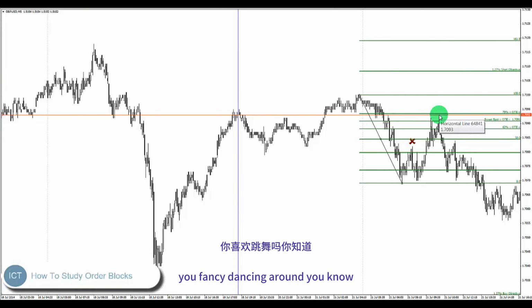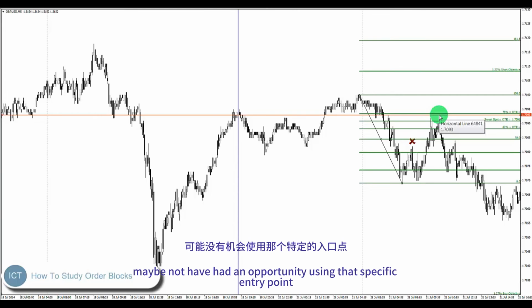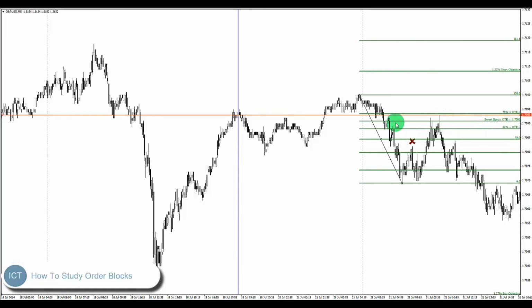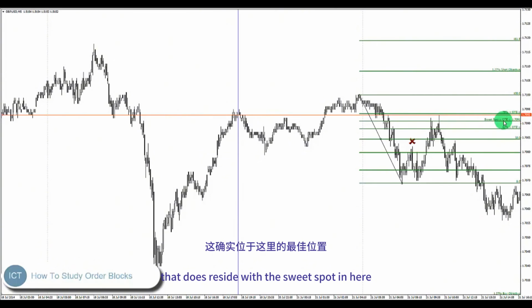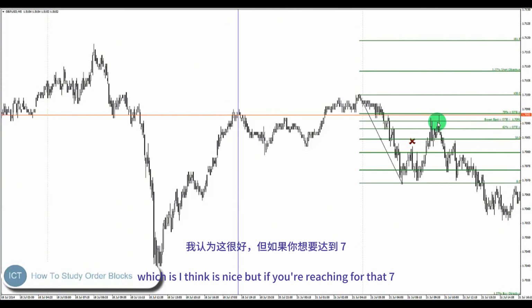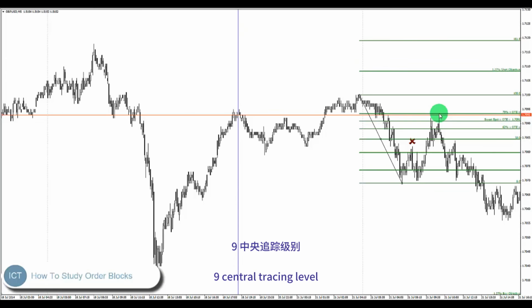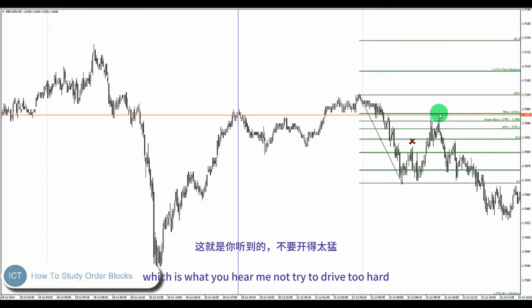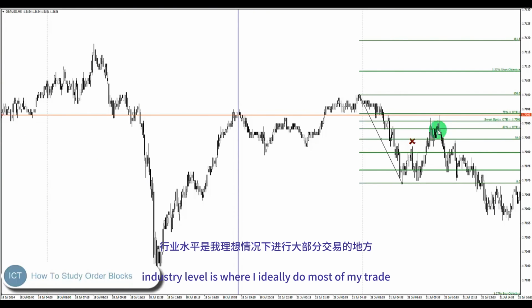Fancy dancing around, maybe we did not have an opportunity using that specific entry point. We have a bullish order block here that does reside within the sweet spot, which I think is nice. But if you're reaching for that 79% retracement level, which is what you hear me not try to drive too hard, I like to use the sweet spot if I can, but risk permitting, the 62% retracement optimal trade entry level is where I ideally do most of my trades.